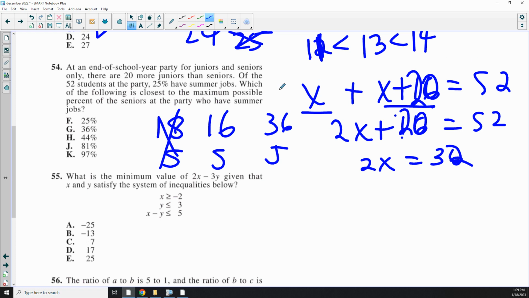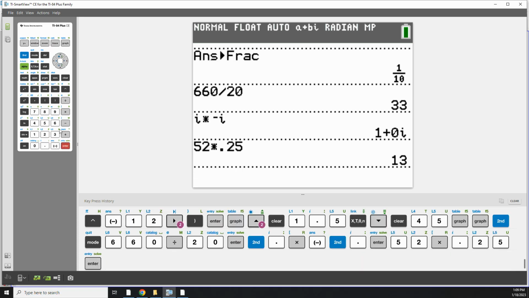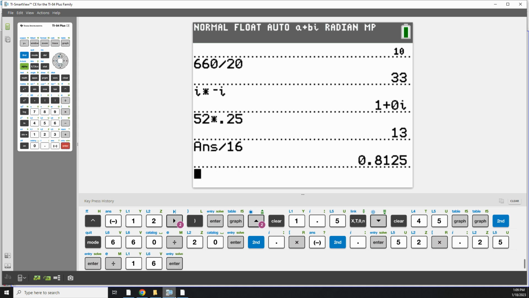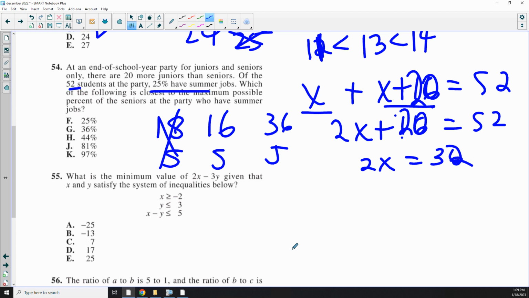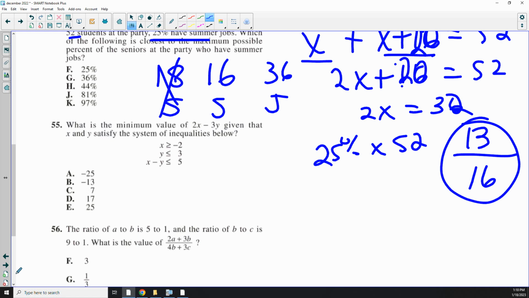Now, fast forward. Of the 52 people, 25% have summer jobs. So of the 52 people, how many have summer jobs? 13. So they want the maximum number it could be of the seniors, 81%. I take the 13, 25% of 52, and I'd say, all right, what if they're all seniors? Maybe none of the juniors want to work. Careful, this is a tricky one.